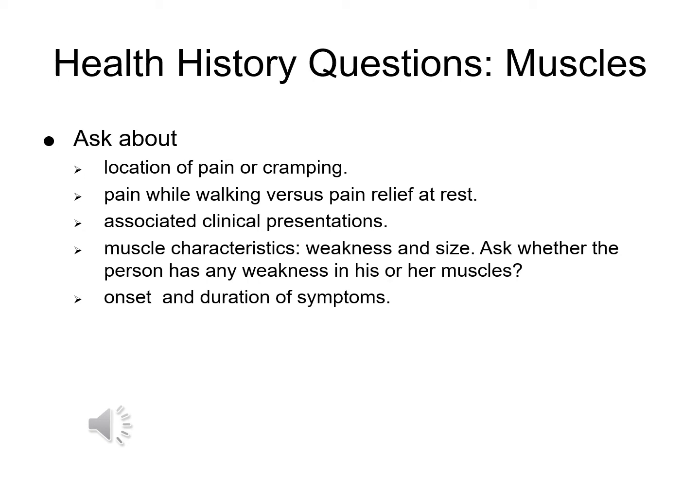You want to ask about swelling, heat, stiffness. What activities might give the patient problems? Are they able to get up throughout the day? Are they able to do things at home? You want to think about the weakness and the size. So compare each muscle. Is one muscle much larger than the other? Is it severely atrophied? Ask about any weakness in their muscles.